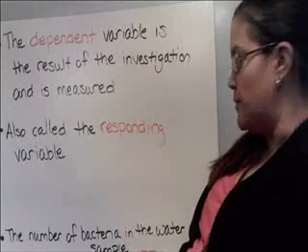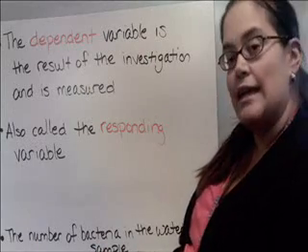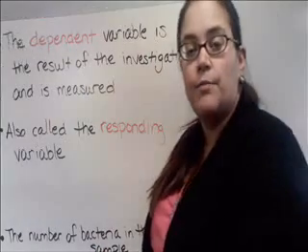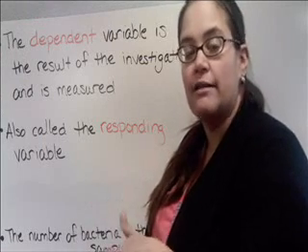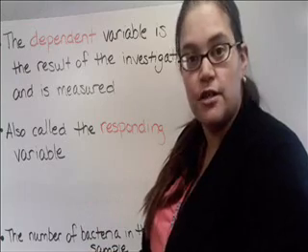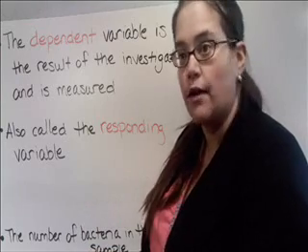So in our example, it'll be the number of bacteria in the water sample. That will be our dependent variable for this investigation. So we would count the number of bacteria at the end to see if the bleach killed them or not, to see how many was left over.